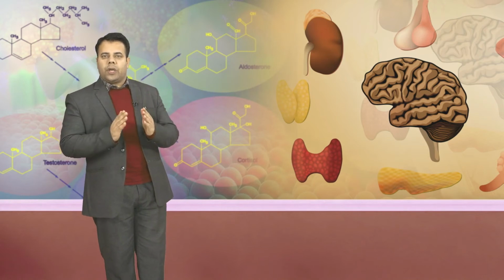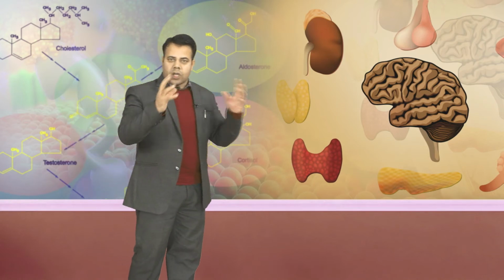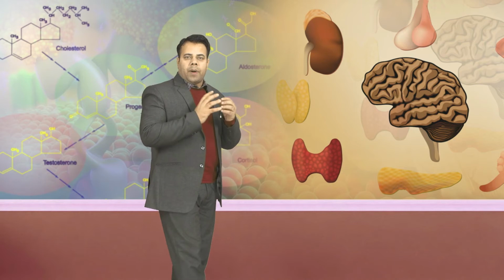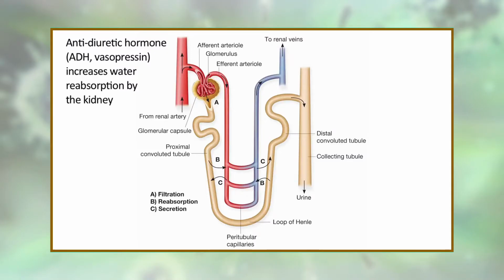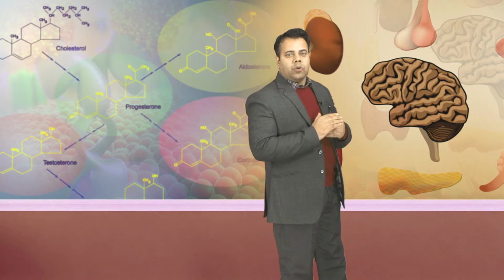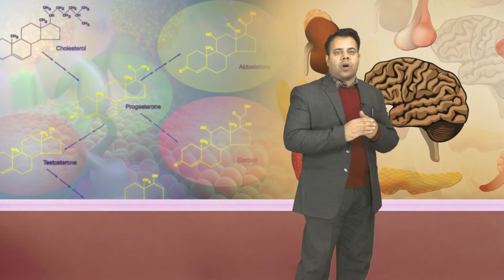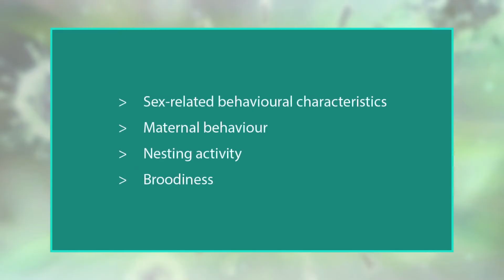Hormones regulate ion movements across the membrane and control permeability to water. For example, antidiuretic hormone or ADH, or vasopressin, increases water reabsorption by the kidney. Hormones also have a dramatic effect on behavior, such as sex-related behavioral characteristics, maternal behavior, nesting activity, and broodiness.